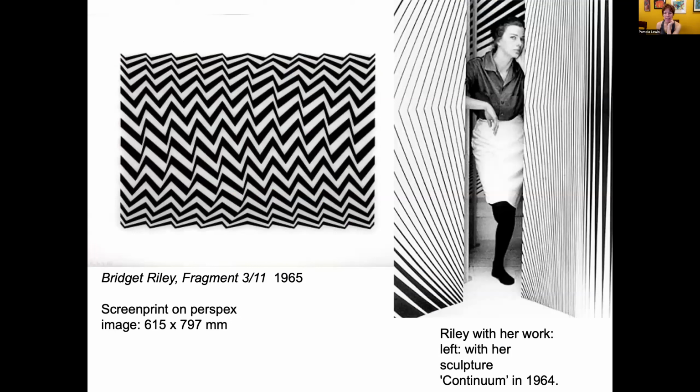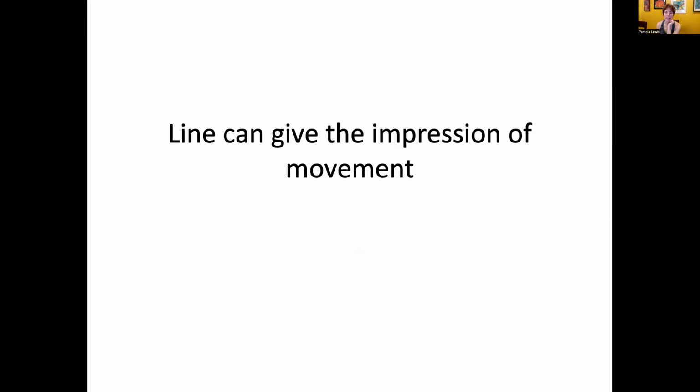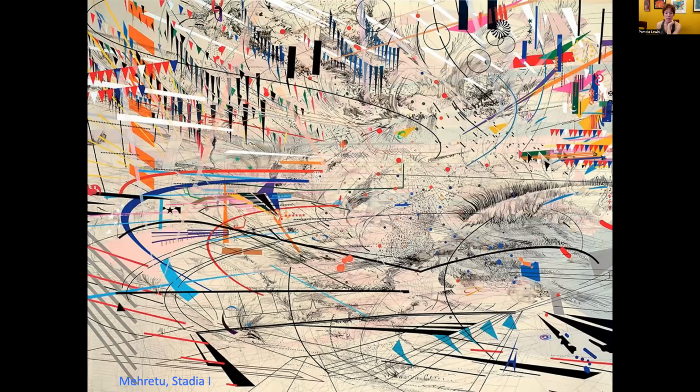Here's zigzag lines, thick lines, thin lines. Line can give an impression of movement, right? It actually, with the op art, it actually makes my eyes move. But here, this is Julie Mehretu, and it looks like an explosion or a tornado or a whirlwind, all these curving jumble of lines.